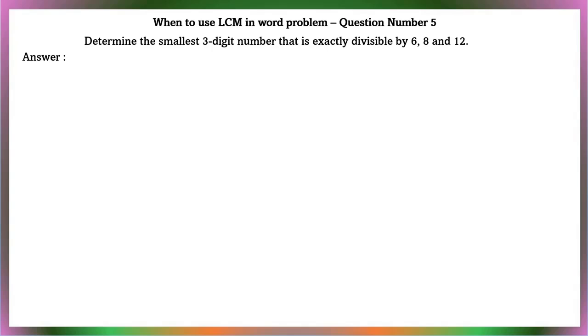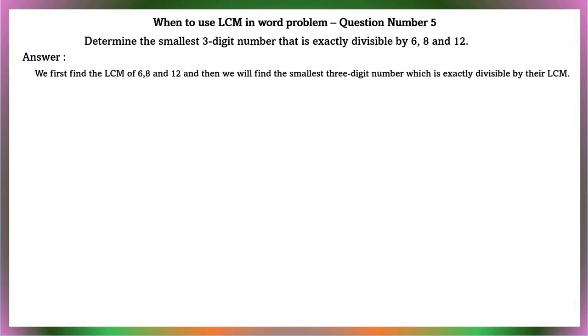When to use LCM in word problems? Question 5. Determine the smallest 3-digit number that is exactly divisible by 6, 8 and 12. We first find the LCM of 6, 8 and 12, and then we find the smallest 3-digit number which is exactly divisible by their LCM.